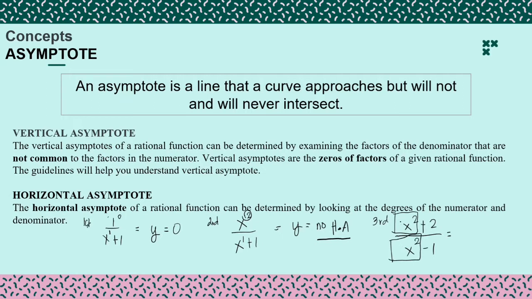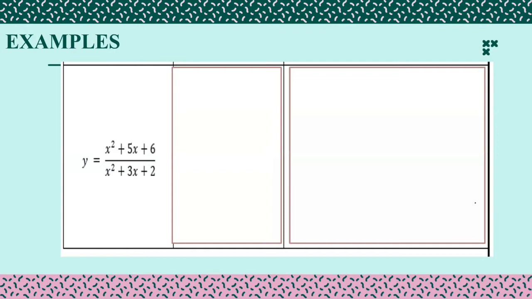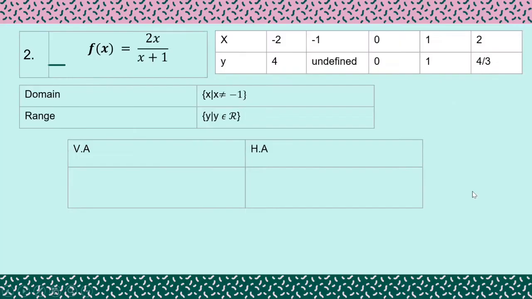So automatic ang coefficient dito is 1 and the denominator is 1. So get the coefficient, 1 over 1, and simplify, 1. So this is your horizontal asymptote. So it means y is equal kay 1. Okay? Let me give you another example in horizontal asymptotes. So for horizontal asymptotes, let's have this given.